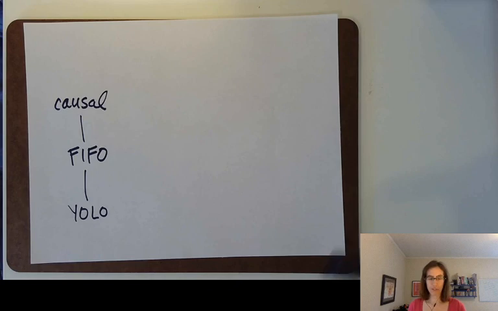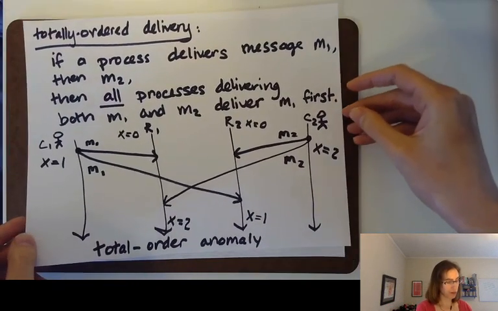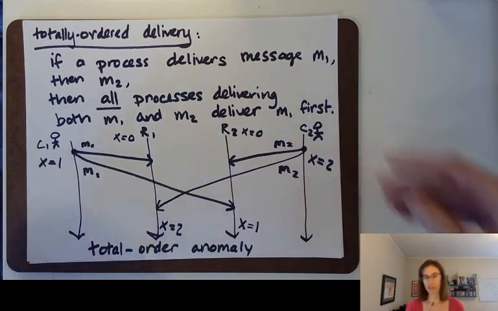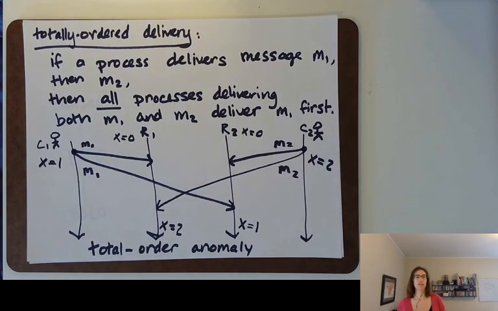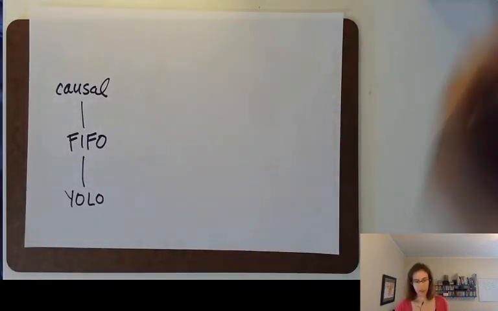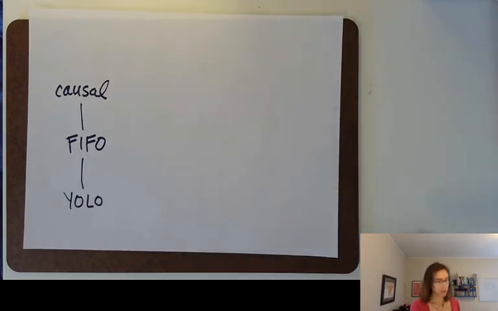So what about the one that I just defined, which was totally ordered delivery? Where does that fit into this picture? Where do you think it goes? Here's a picture of a total order anomaly again, and the definition of totally ordered delivery. So where do you think that fits in? Good, yeah. So it would actually get its own branch. So why is that the case?